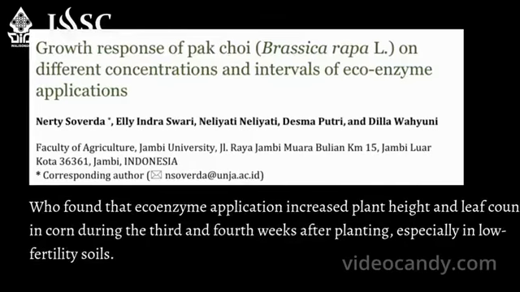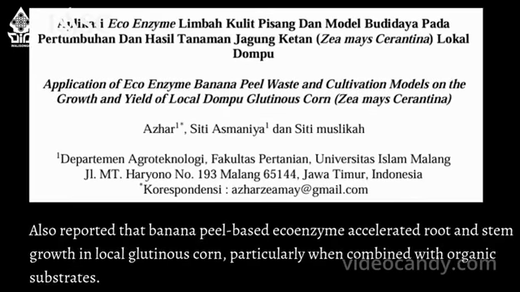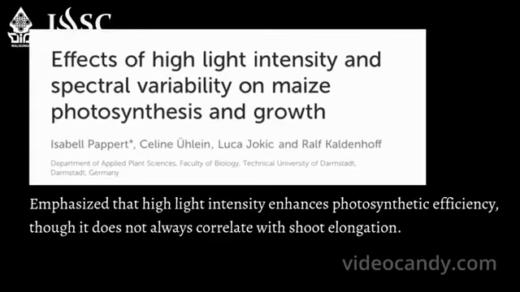This finding aligned with Shofiyana et al. 2024, who found that ecoenzyme application increased plant height and leaf count in corn during the 3rd and 4th weeks after planting, especially in low fertility soils. Azra et al. 2021 also reported that banana peel-based ecoenzyme accelerated root and stem growth in local glutinous corn, particularly when combined with organic substrate. Pepper et al. 2024 emphasized that high light intensity enhances photosynthetic efficiency, though it does not always correlate with shoot elongation.